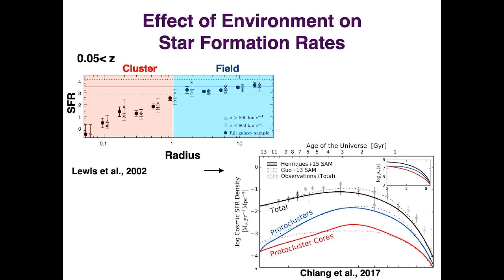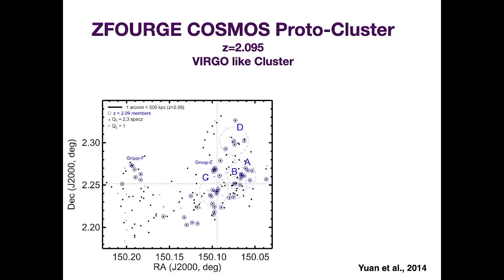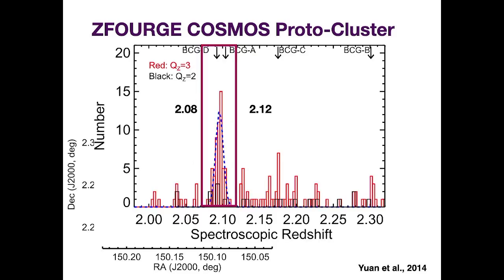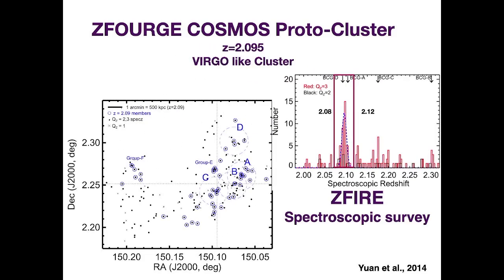I think now we are convinced that galaxies in clusters and protoclusters are being affected by environment. The star formation in them is being affected by environment. So I'll skip this slide and go right on to the data that we are using. We are using the ZFORGE survey, in which this protocluster was first identified in the COSMOS field. It's a Virgo-like cluster, which means that at redshift 0 it is going to be around the mass of the Virgo cluster. This protocluster was also spectroscopically confirmed with the ZFIRE survey, a MOSFIRE spectroscopic survey using Keck, of course.